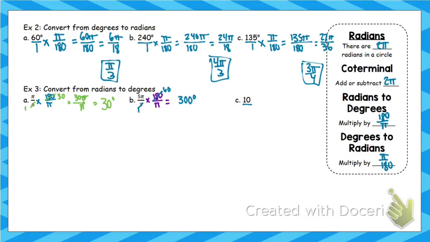So for example here, this is 10 radians. We're still going to multiply by 180 over pi. Our answer is just going to look kind of ugly. This is going to be 1800 over pi degrees.